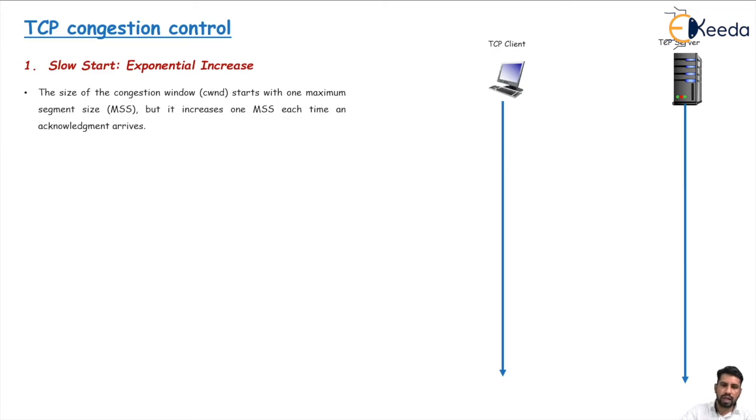Let's see slow start first. We also give the name exponential increase to slow start. Exponential increase means the size of the congestion window always starts with 1 maximum segment size, MSS, that the sender is allowed to send if the sender is sending data in the form of segments. The size of this MSS may be anything, say 1 KB, 2 KB or 4 KB, the number of bytes present in that segment.